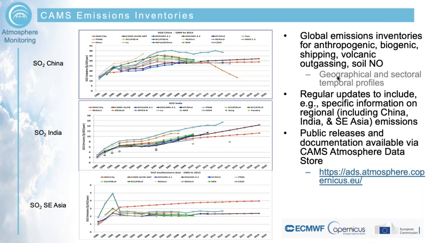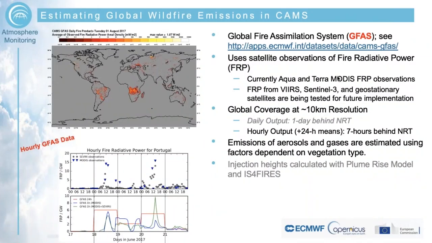We provide these emissions as an inventory, which means that they're fairly static in time, but they have monthly trends and annual trends. They don't really change very quickly over the course of days. They're changing very slowly over the course of a season or over several years. But one of the key elements of emissions for atmospheric pollution and atmospheric composition are fire emissions. These have a lot more spatial and temporal variability, and so we need to be able to estimate them in near real time.